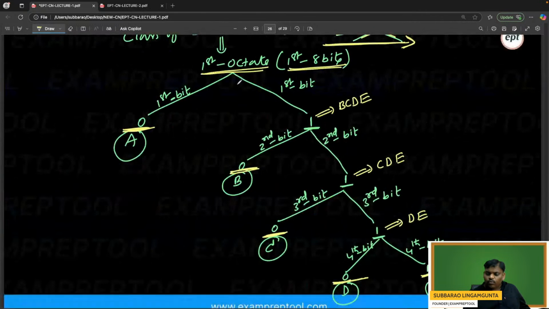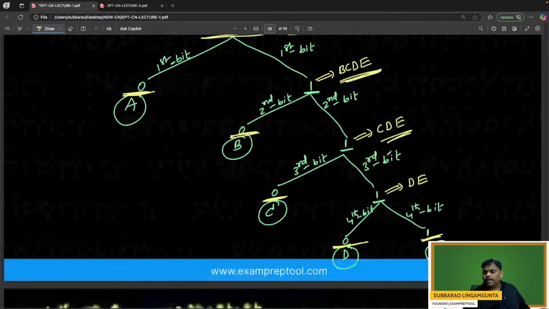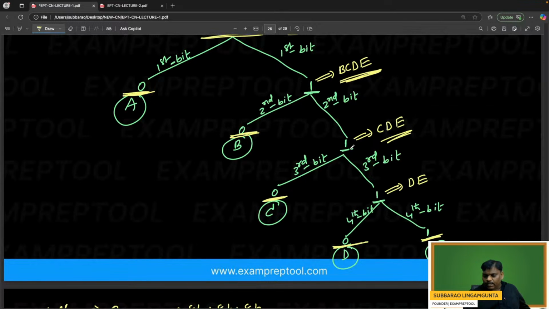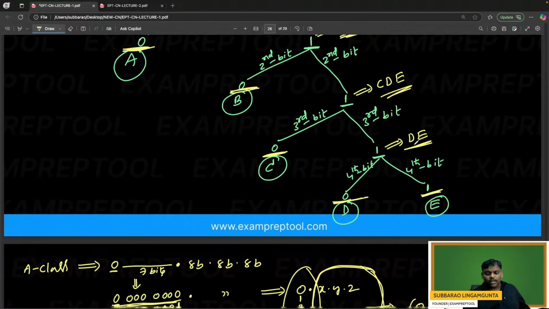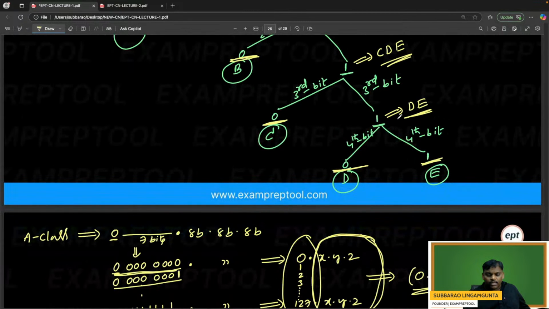Suppose the first octet's first bit is 0, it is A class. If the first bit is 1, the answer is B, C, D, E. In the second bit, if the second bit is 0, B. If the second bit is 1, the answer is C, D, E. If the third bit is 0, C. If the third bit is 1, the answer is D and E. If the fourth bit is 0, D. If the fourth bit is 1, E.